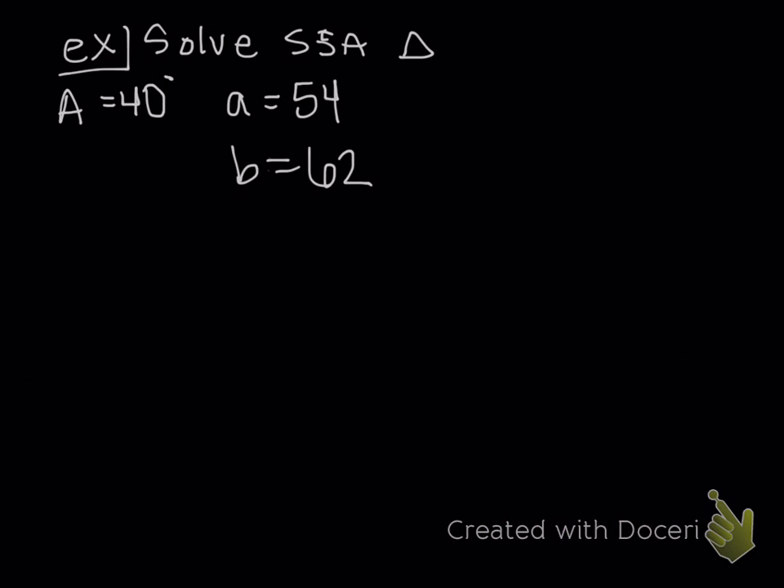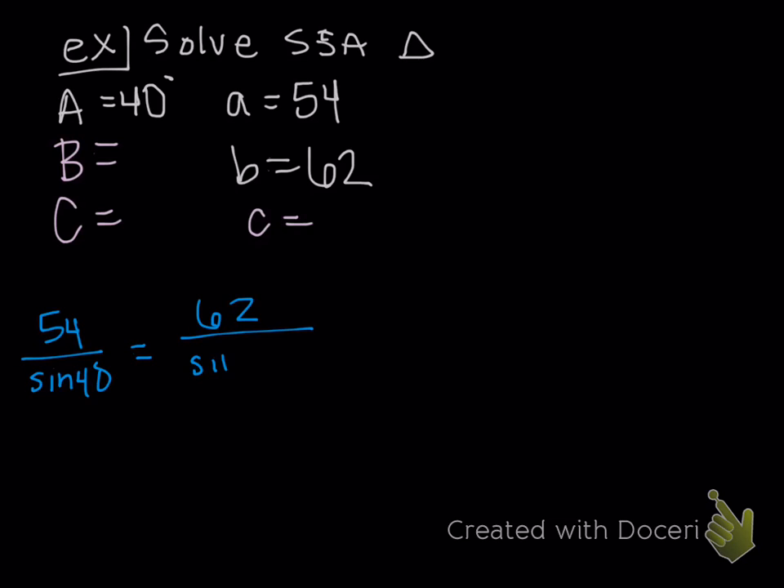For the next example, here is the information that is given. And notice I'm missing angle B, angle C, and little side c. So again, we're going to start this problem off the same way. I'm going to do 54 over sine of 40 is equal to 62 divided by sine of B. And we're going to cross multiply. So I'll get 54 sine of B equals 62 sine of 40.